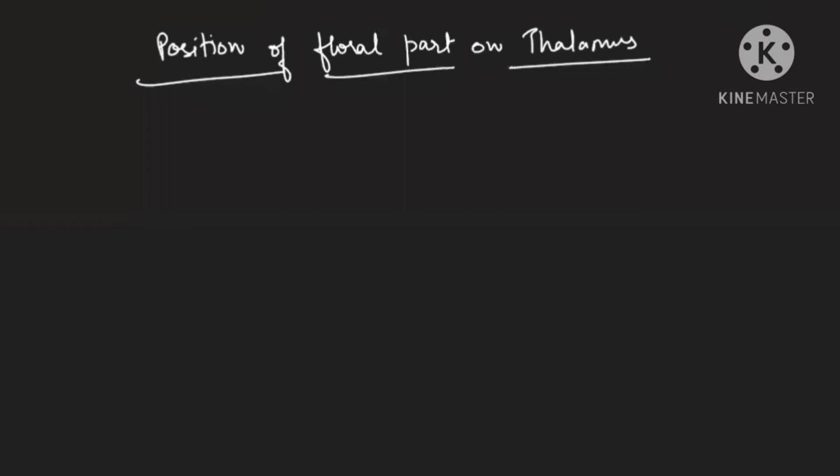Now let us see the position of the floral parts on the thalamus. Check this diagram. This is the stalk, that is the pedicel, and this swollen portion is the thalamus. The highest position is occupied by the gynoecium, that is carpel: ovary, style, stigma. Now see the other floral parts. They come below it. This is the stamen, this is the petal, and this is the sepal. That is one condition.